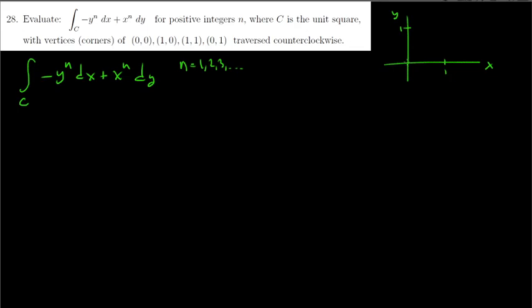So we just get 0, 0, 1, 0, 1, 1, 0, 1, and 0, 0 again. So we're going counterclockwise, right, over these four corners. That's a 0. Okay.